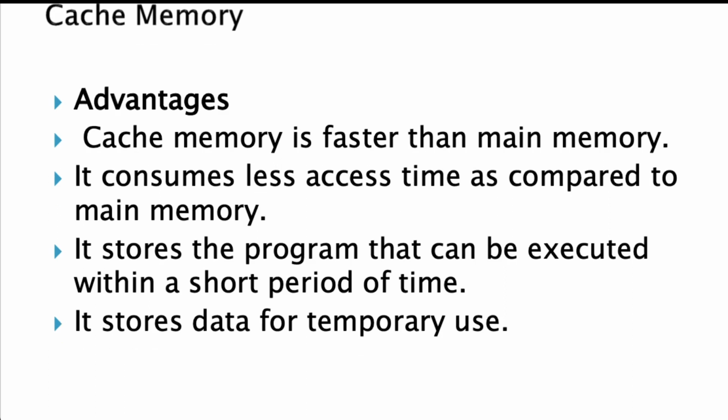Cache memory comes with certain advantages. Obviously, it is faster than the main memory. It consumes less access time compared to the main memory. And the programs can be stored there, and probably those need to be executed within a short duration of time. And cache memory is always a temporary memory. It stores data for temporary usage.